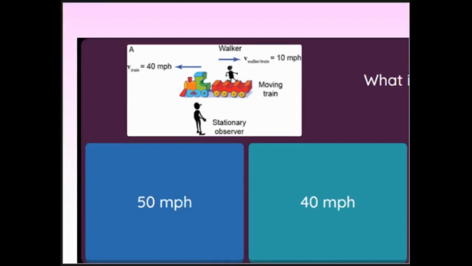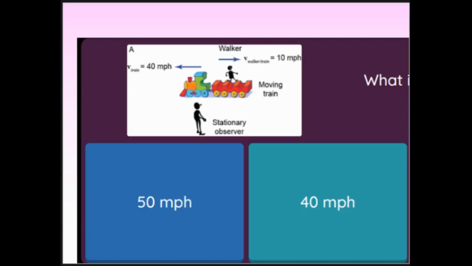Okay. Let's put some numbers here. What's the velocity of the person according to the train? 10 miles per hour, going which way? Let's call it east. What's the velocity of the train?